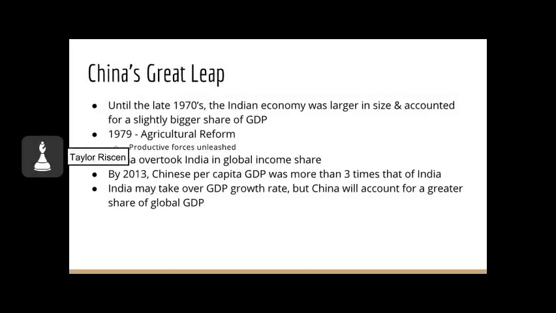Up until the late 1970s, the Indian economy was larger in size and accounted for a slightly bigger share of GDP. In 1979, just after the agricultural reform in China that unleashed the productive forces, China overtook India in terms of global income share. Around 2000, the economic gap between India and China began to grow by leaps and bounds. By 2013, Chinese per capita GDP was more than 3.3 times that of the Indian economy when measured in terms of the US dollar. While India may overtake China in GDP growth rate, China will account for a greater share of global GDP.